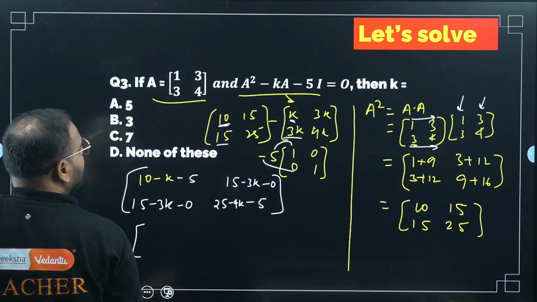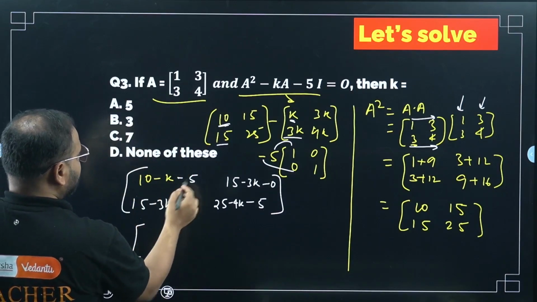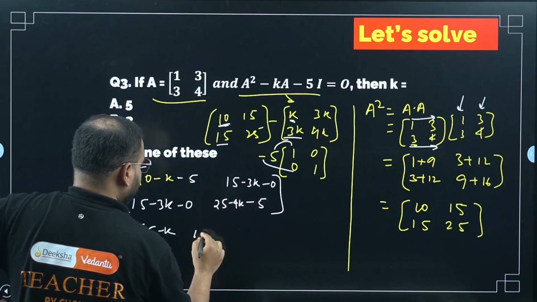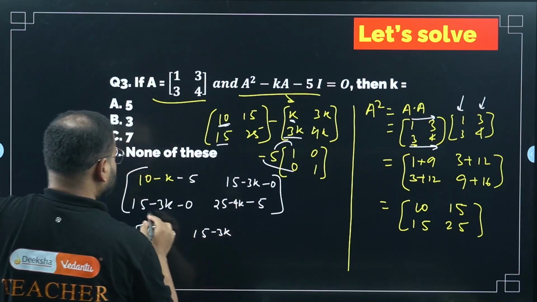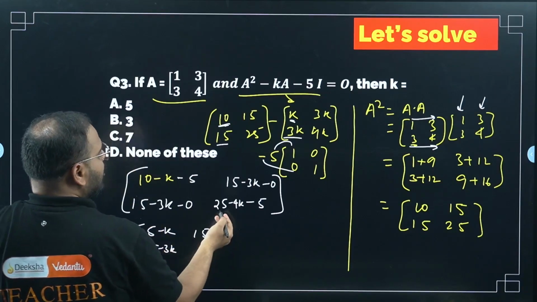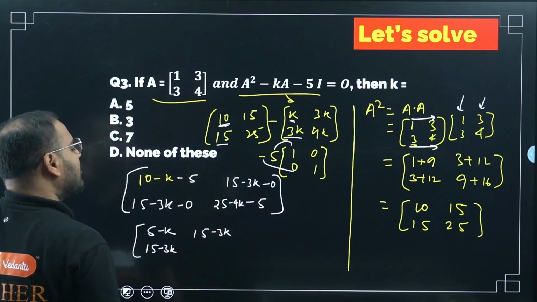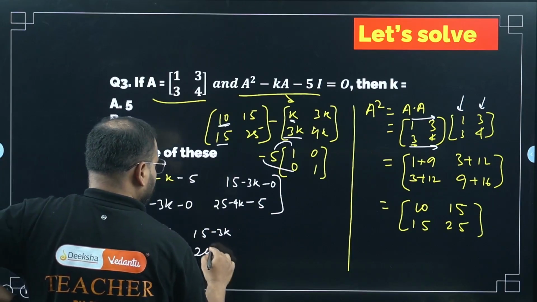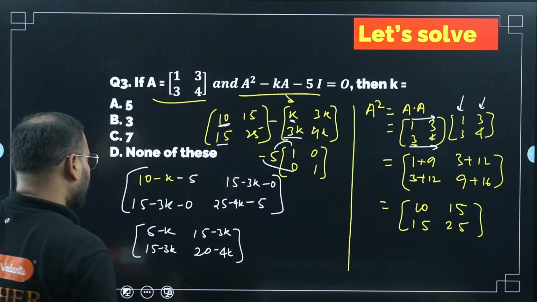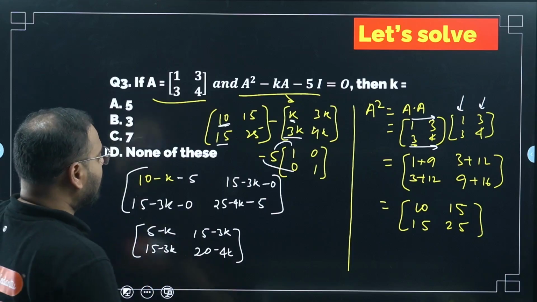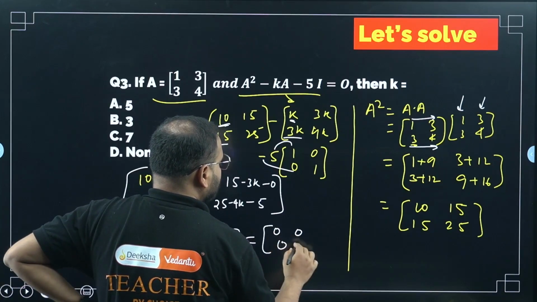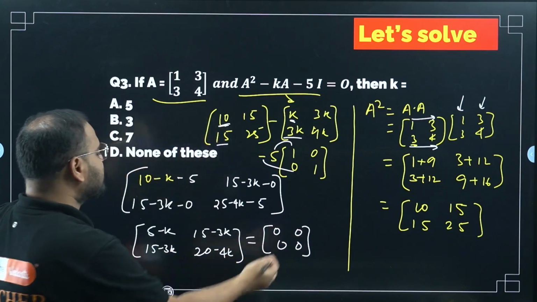Simplify this, please. 10 minus 5, so just 5 minus k. How much is that? 15 minus 3k. How much is this? 15 minus 3k again. Over here, 25 minus 5. How much is that? 20 minus 4k. Can we take something common? We cannot. All right. But this is equal to 0. I can write this as 0, 0, 0, 0. So basically, I can compare each of these.